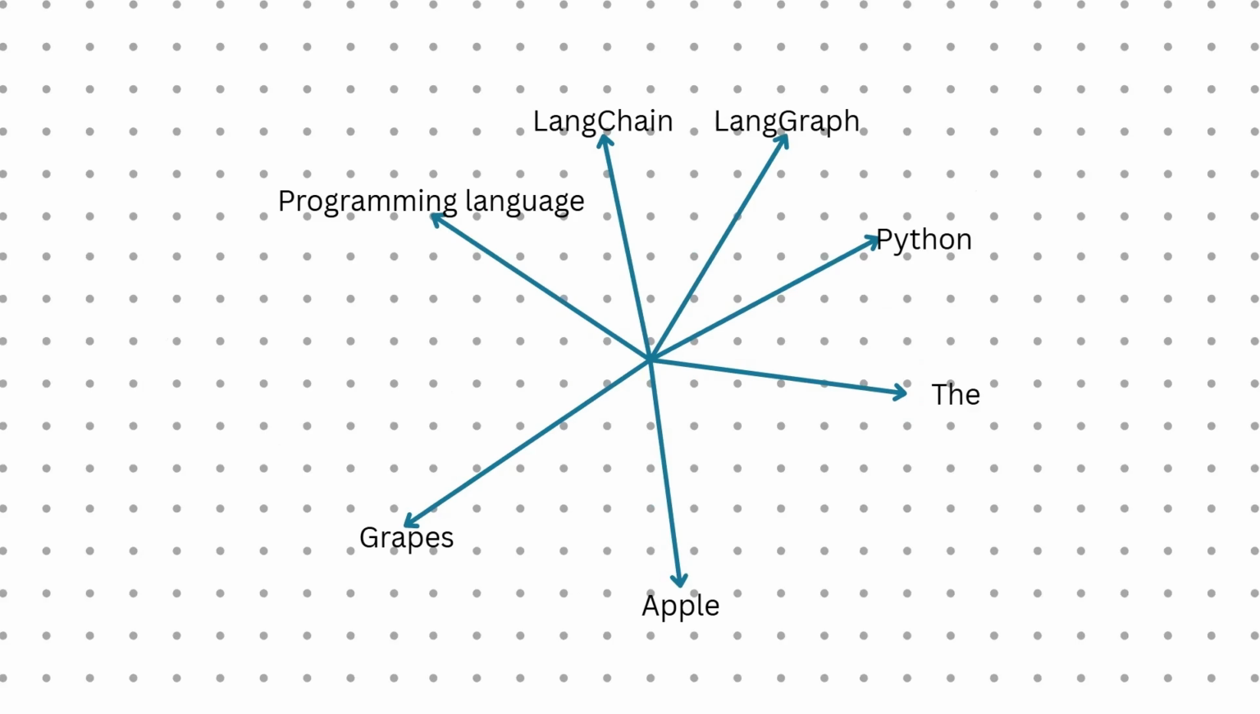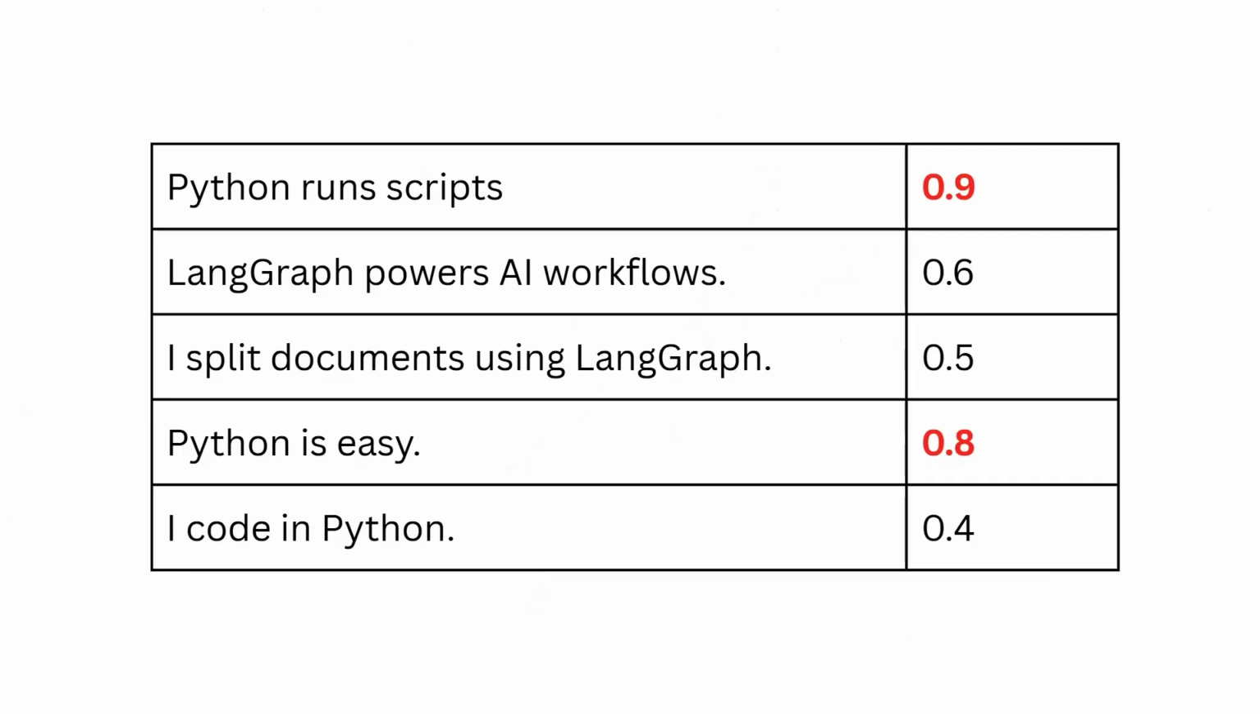It will provide semantically similar text that are close to each other in this vector space. Whether you search for Python, programming language, AI, or LangGraph, it will provide the response with a relevance score. The relevance score indicates how closely each result matches your query. If we search Python, the sentences that contain the word Python will have a higher relevance score.